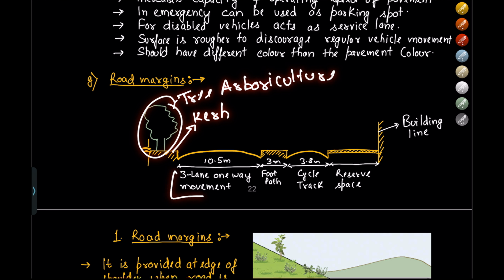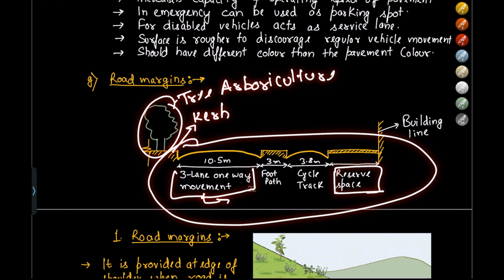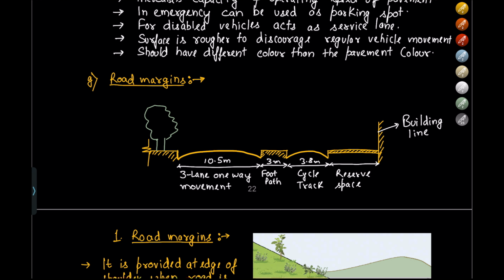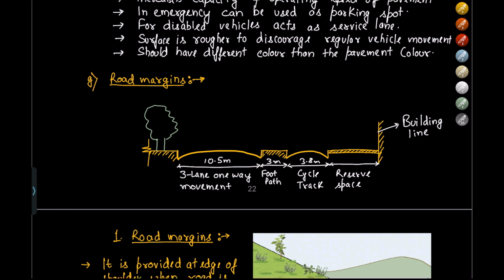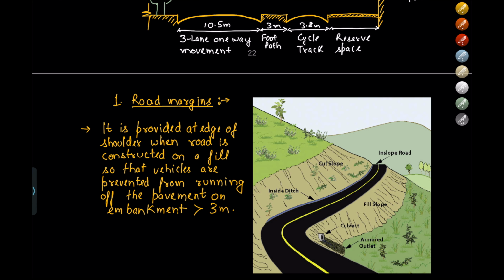This is the 3-lane one-way movement road. This is reserve space. Here these all would also be on the opposite side. This has only been shown on the right side of the pavement. So the movement carriageway is 10.5 meter. The footpath that has been provided for the movement of pedestrians is 3 meter. The cycle track that has been provided is 3.8 meter, and the reserve space is for future developments or for expansion of the roads.